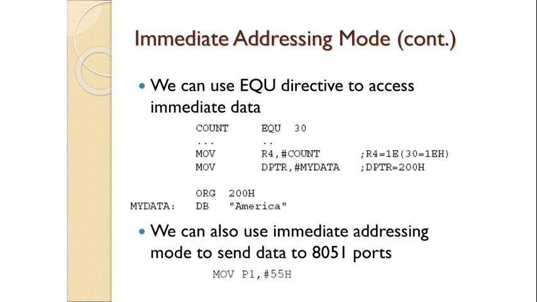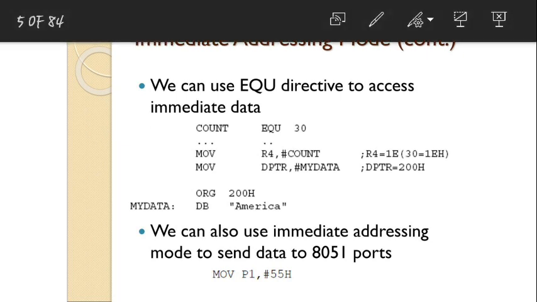After this, in immediate addressing mode, we can use the EQU directive to access immediate data. What I am doing here is, I have written count EQU 30. So what I am trying to do is, in this complete program, wherever I write count, I will always have this 30 value. Is that fine?